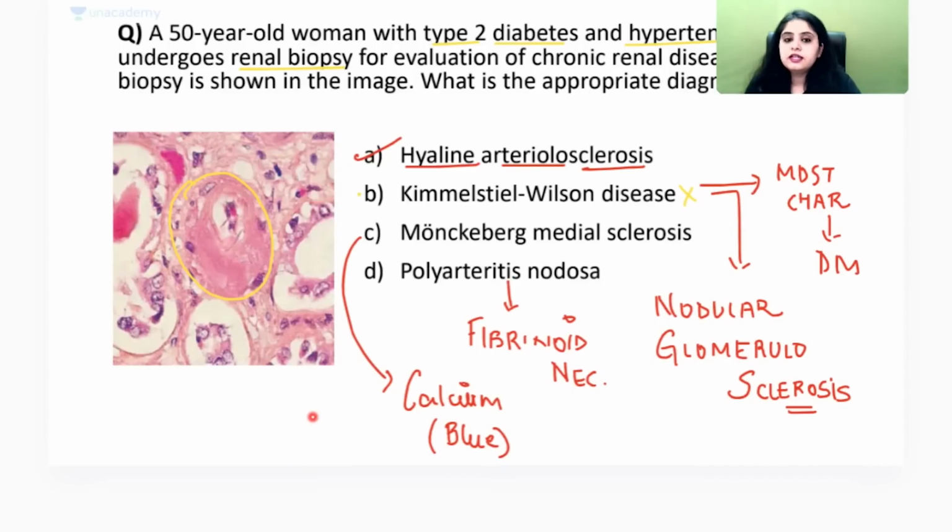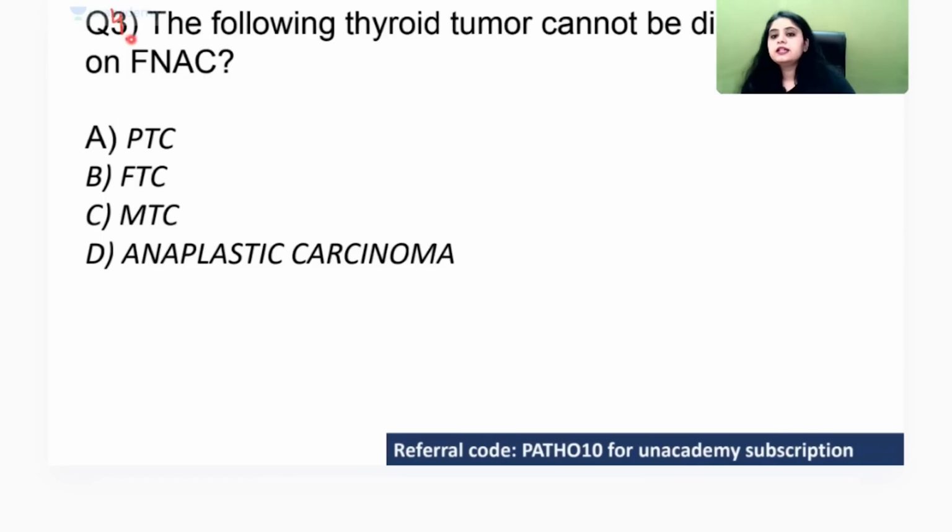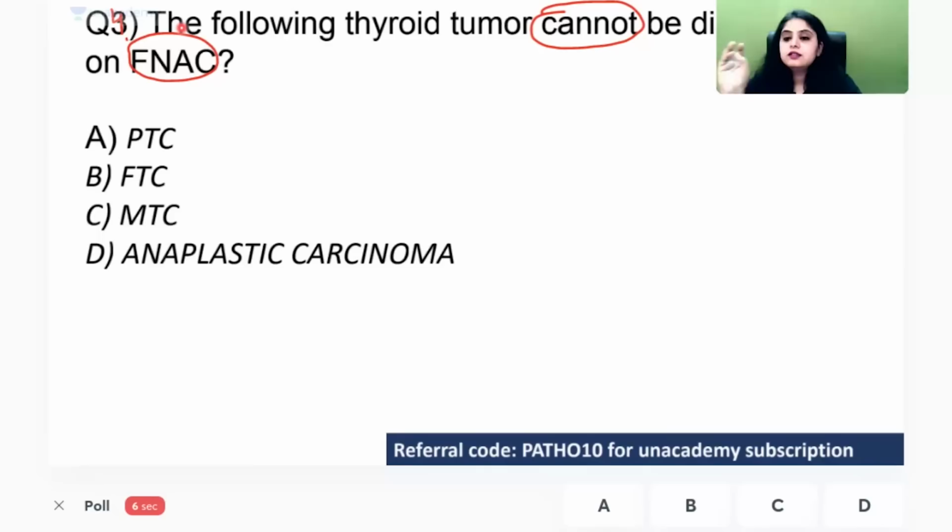Okay, having done this, let's change and go to the all-time favorite question. Question number 4 is done now. Easy, 15 seconds I'm giving you. If you don't get this right, then you had it. This is the easiest question of pathology. The following thyroid tumor cannot be diagnosed on FNAC. If you've attempted previous year NEET, INICET, FMGE or any exam that you're preparing for, you have attempted this question.